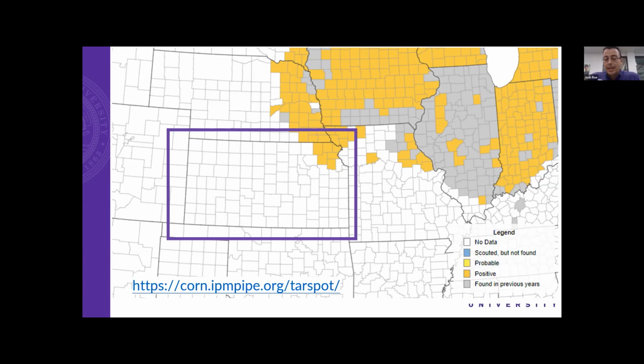Tar spot does survive in corn residue. It's an interesting disease because it's a biotroph, which needs a living organism to survive. However, tar spot does survive on that corn residue over the season. So if you're doing corn on corn and you had tar spot last year, there is a high chance that you might see it again in the following season. Knowing that, you start to think about management. How can we manage this disease?